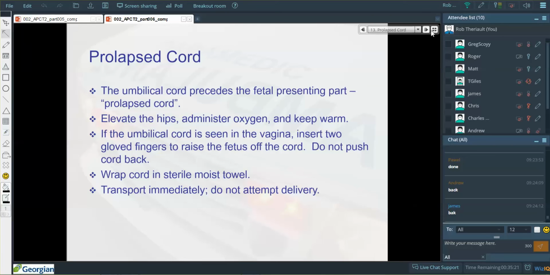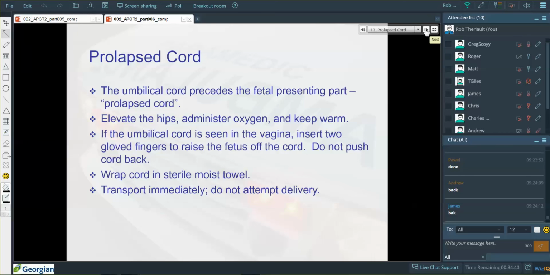So we want to elevate the hips, administer O2, and keep warm. If the umbilical cord is seen in the vagina, insert 2 fingers and raise the fetus off of the cord. Do not push the cord back. Now, here's the interesting part. We had a discussion about this recently at a CME, and one of the instructors was saying, have mom push the cord back in. But the midwives had told us to wrap the cord in a sterile moist towel and just transport, keeping the head off of the cord.